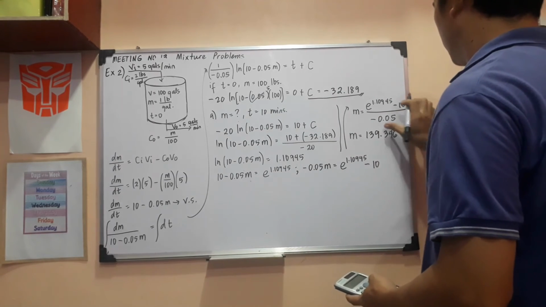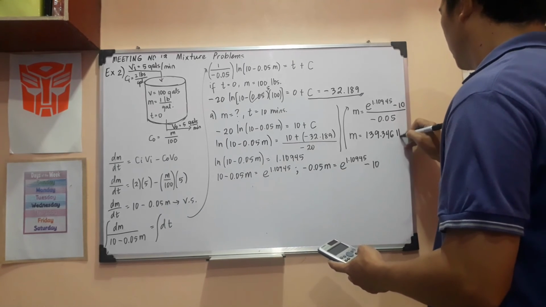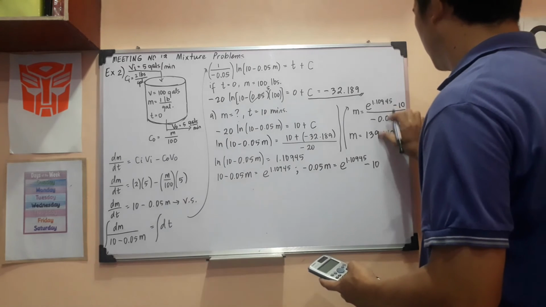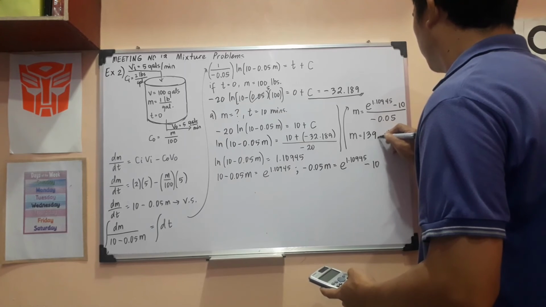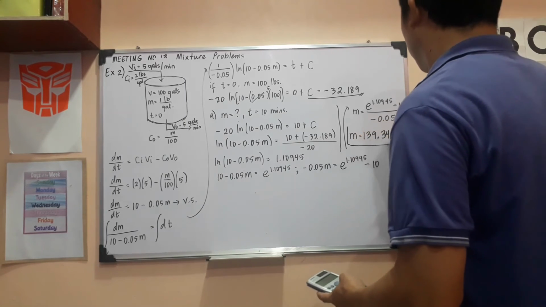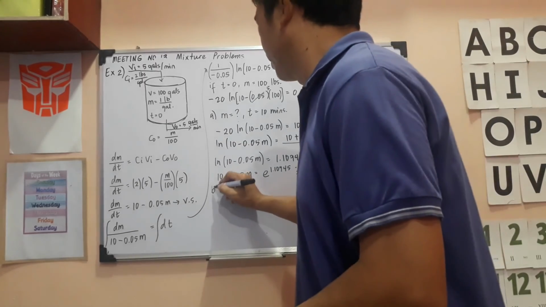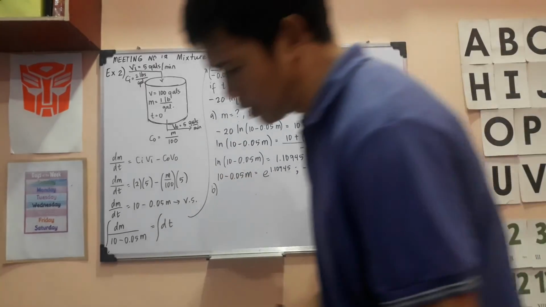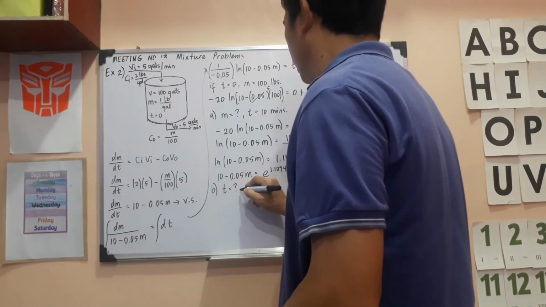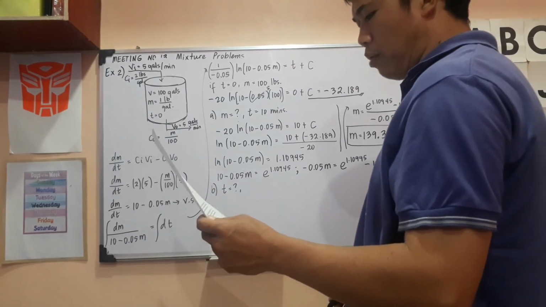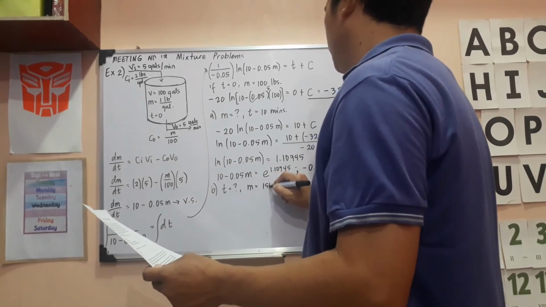Okay, dapat kompleto, no? 139.346 pounds. Okay? 139.346 pounds. For letter A, nakalagay, babox. Letter B. Ano yung tinatanong sa letter B? Okay, tingin. How long? So, T yun. T ang tinatanong. How long will it take for the salt content to reach M is equal to 150.